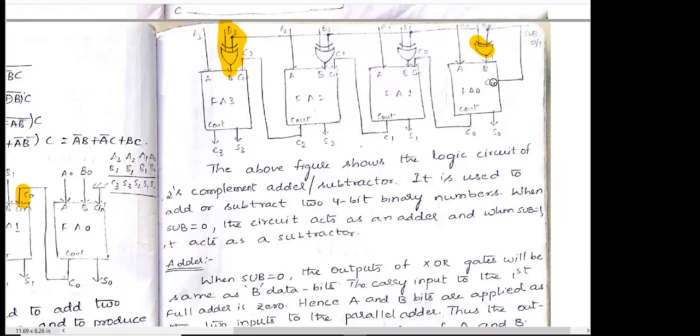That is the 1's complement of the subtrahend. That is, B3, B2, B1, B0 are 1's complemented. Then we are adding 1. Then this will be equal to 2's complement. Verify: 1's complement subtraction, 2's complement subtraction. This circuit is performing the 2's complement subtraction.